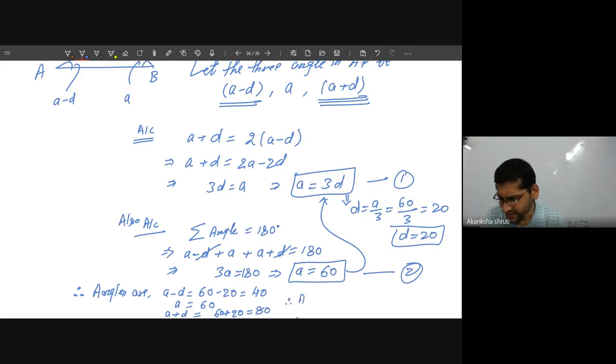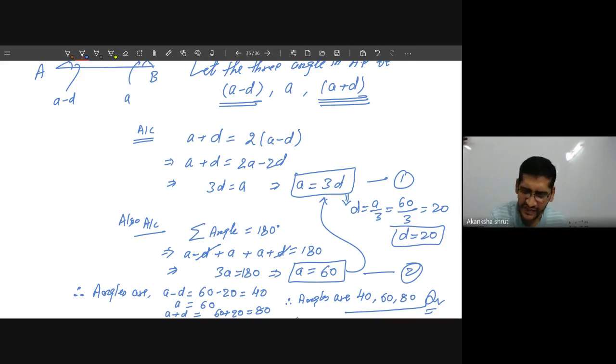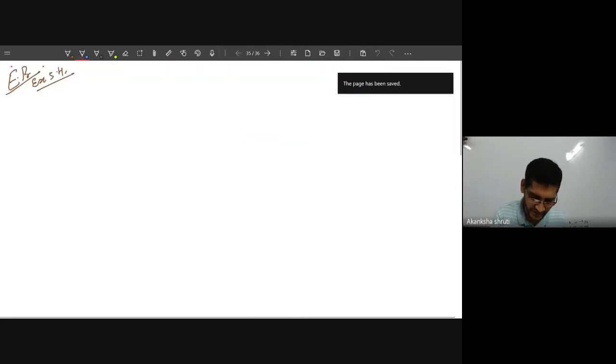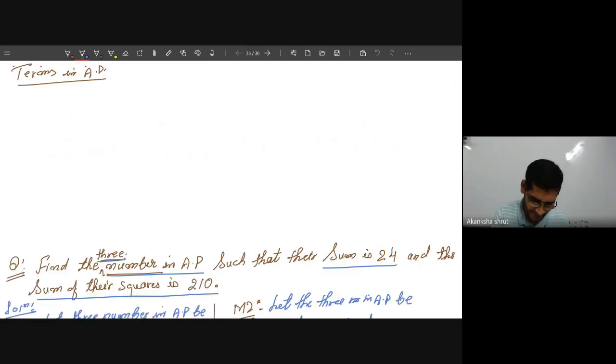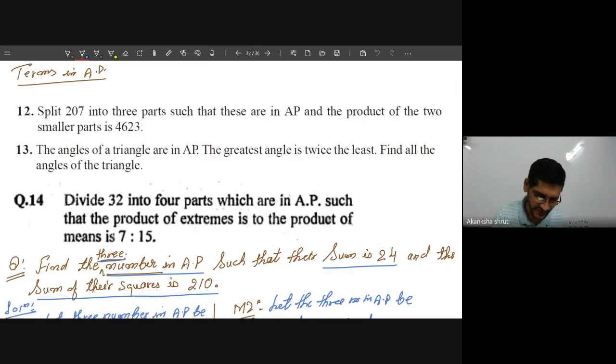Therefore, the angles are 40, 60, and 80. It is this much. It is enough. I think you can do it. The remaining, let me explain even for the fourth one also. Otherwise, you may think that the fourth term is still left. So let me take this question also.